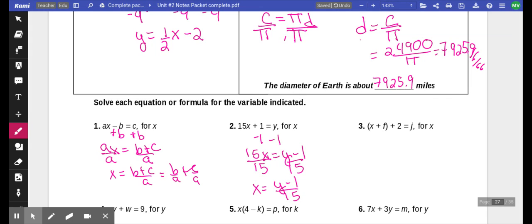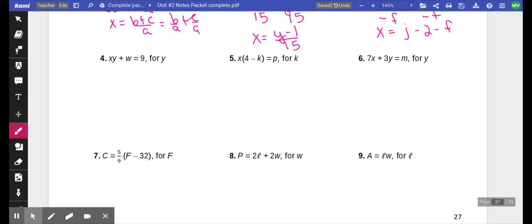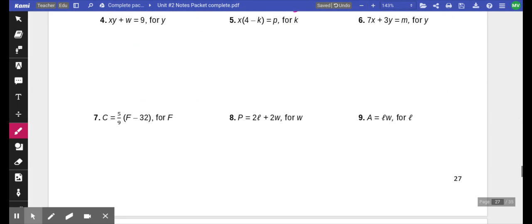Number 3, I'm going to get x by itself. So I'm first going to subtract 2. And then I get x plus f equals j minus 2. Then I subtract f, and x equals j minus 2 minus f. So there are 6 more examples. I want you to pause, try, and come back.